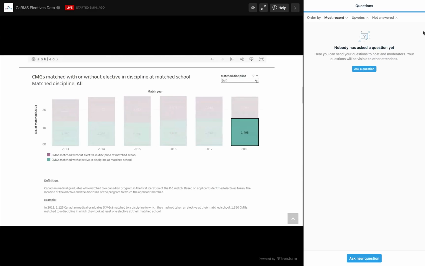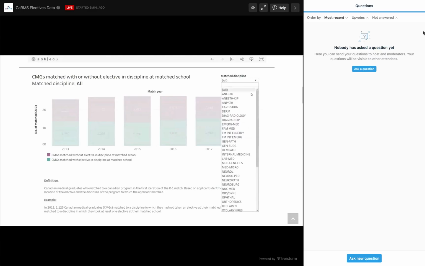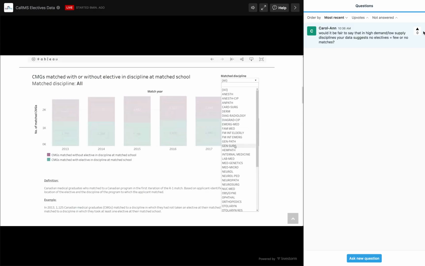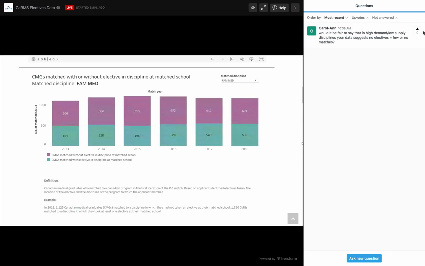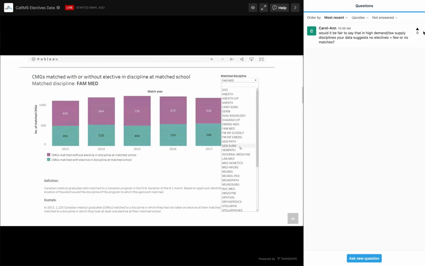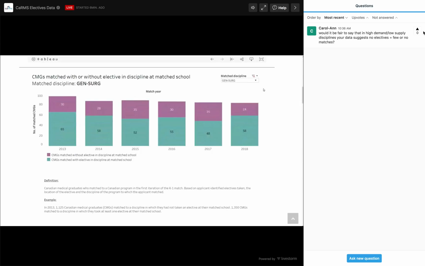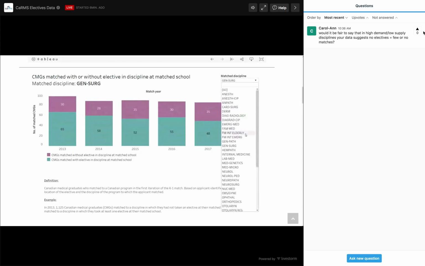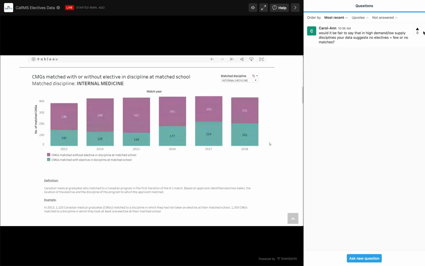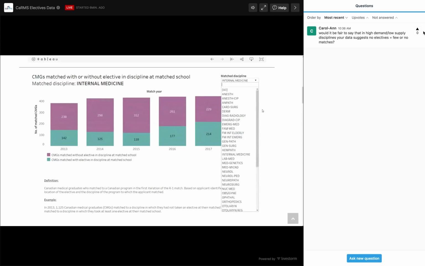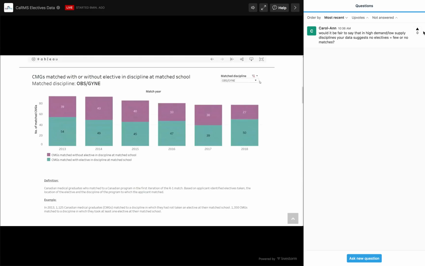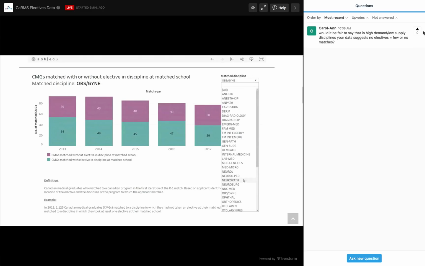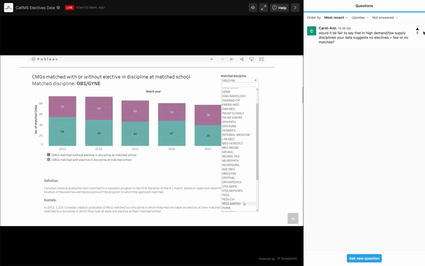And now we'll take a peek at those same disciplines as we looked at before: family medicine, general surgery, internal medicine, obstetrics, gynecology, and pediatrics.